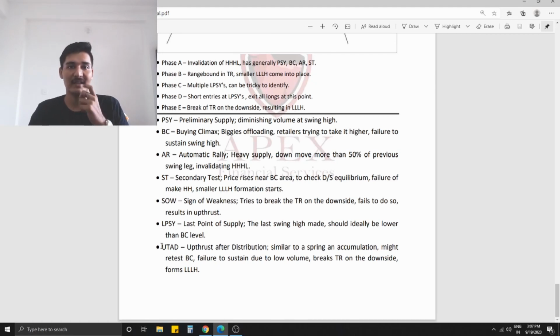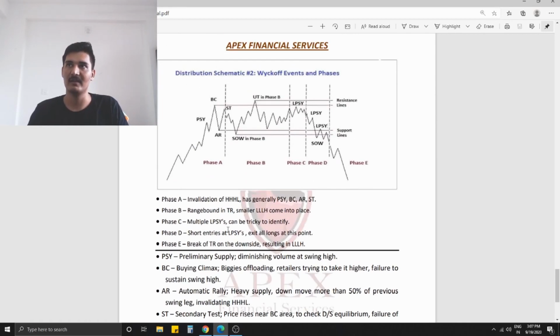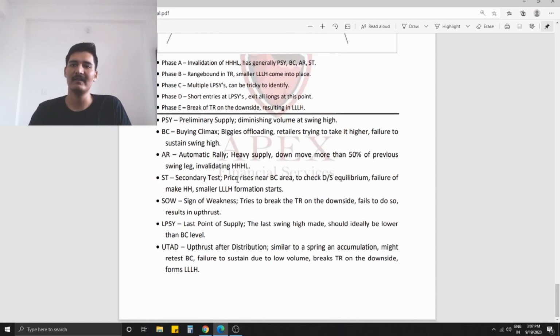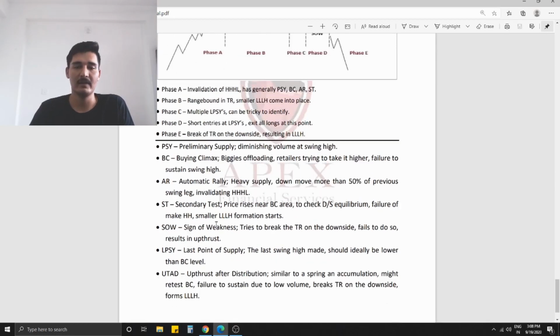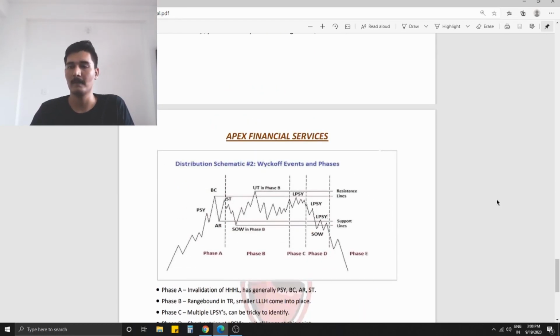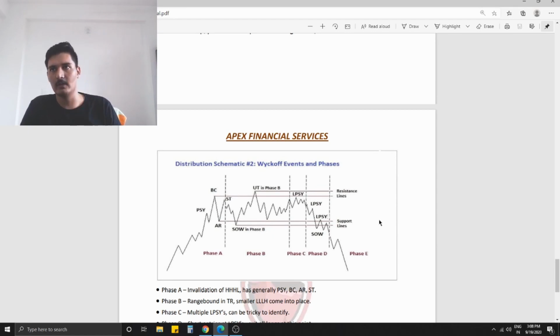Then you have the UTAD, or the upthrust after distribution, which is not visible here, but that's completely fine. Upthrust after distribution is similar to a fake breakout. Failure to sustain, typically due to low volume, breaks trading range on the downside, which is what happened here, and results in a formation of strong lower high formations, and you have soon transitioned into a downtrend from an earlier uptrend. So these are the two schematics on Wyckoff, accumulation and distribution.